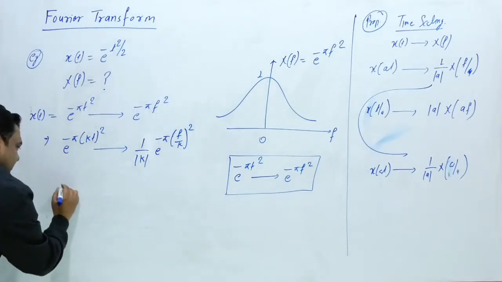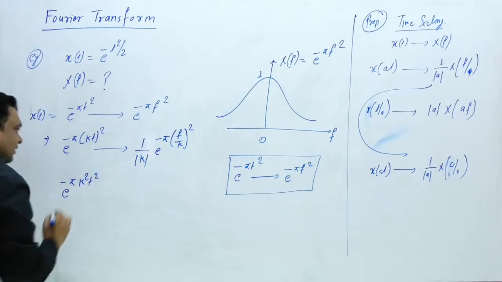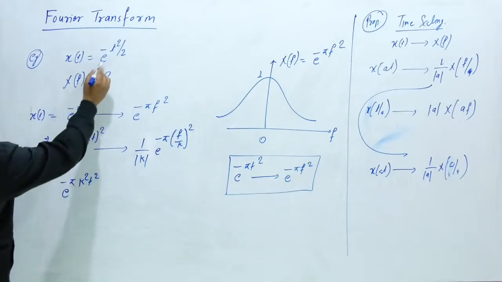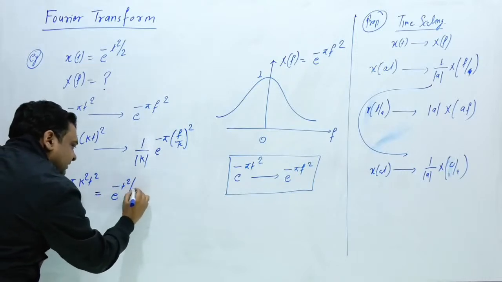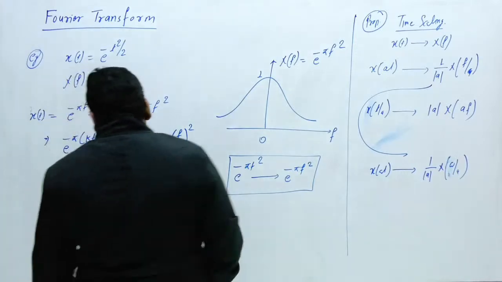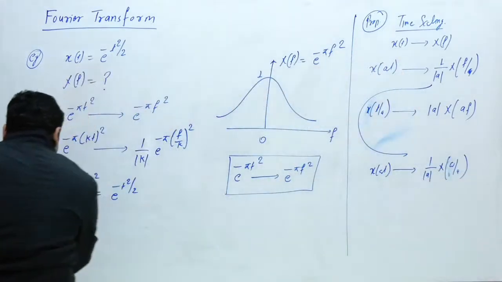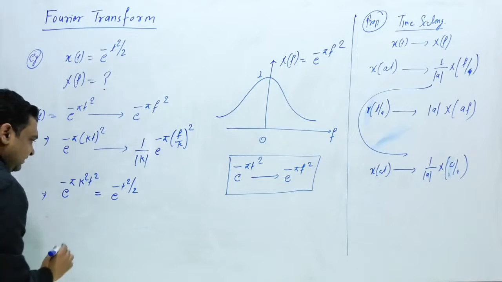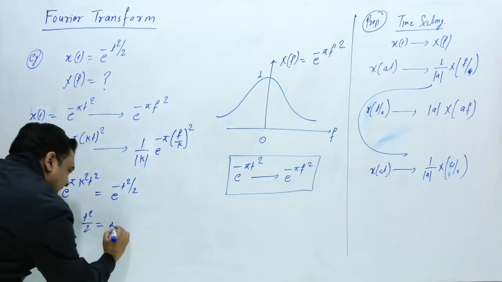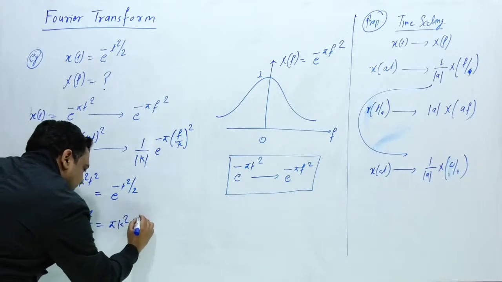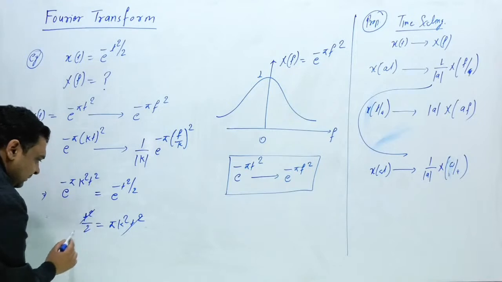You can compare e raised to power minus pi. This will be k square t square, and this is nothing but e raised to power minus t square by 2. So what will be the value of k? You can compare: t square by 2 should be equal to pi k square t square. Can I write? This and this will be cancelled out.